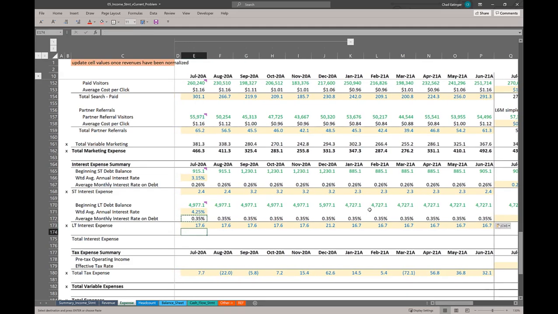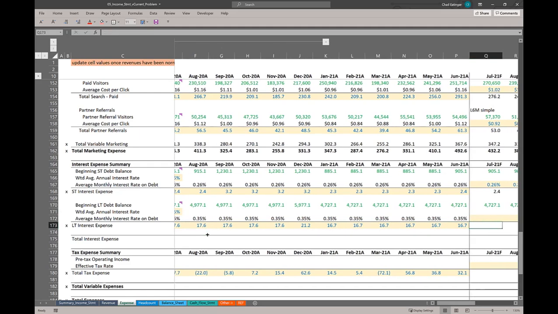Now we have this given long-term interest expense. Again, just to be safe, we could do a little check here. What if we took our long-term interest expense and divided by that total debt balance? We're looking at 0.35%, which is basically what we're seeing here. Perfect. Good check.